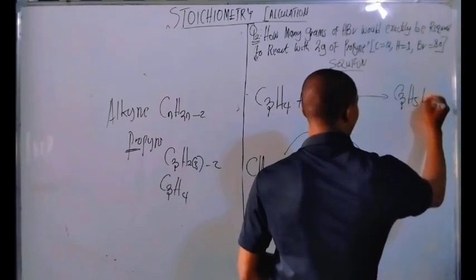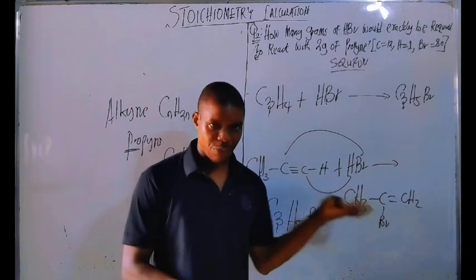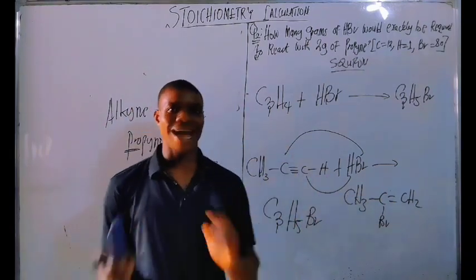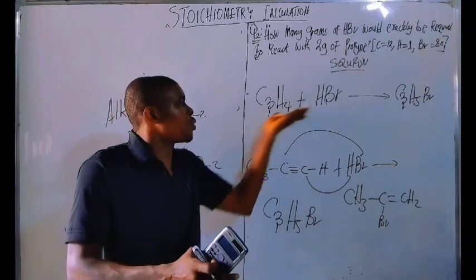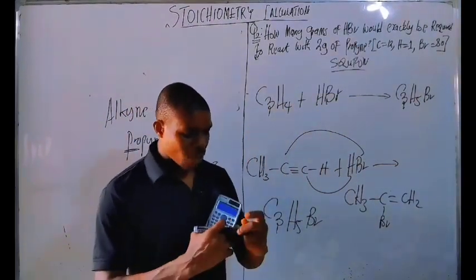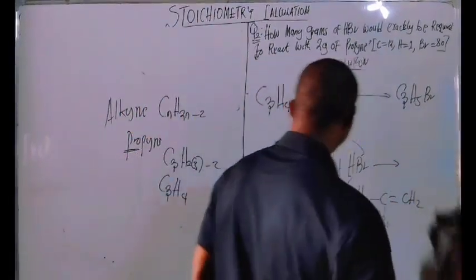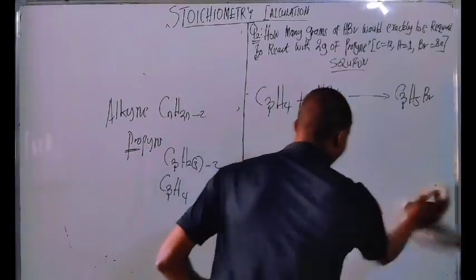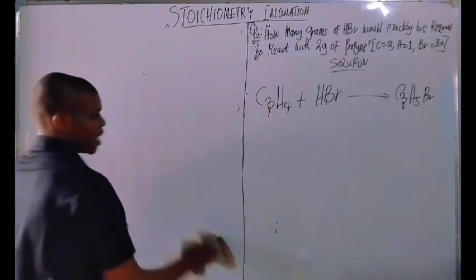So when these two react together, you have C3H5BrO. Now, in case you don't understand, this is under organic chemistry, under the addition reaction. I'm not talking about that here, but understand how to get your product. When you add this together, you get this one here. So that is the first thing you want to do here: write out a balanced chemical equation. Do you understand? Write out a balanced chemical equation.